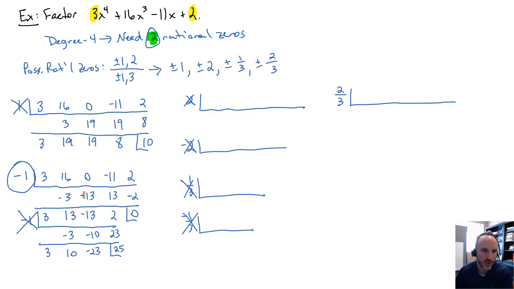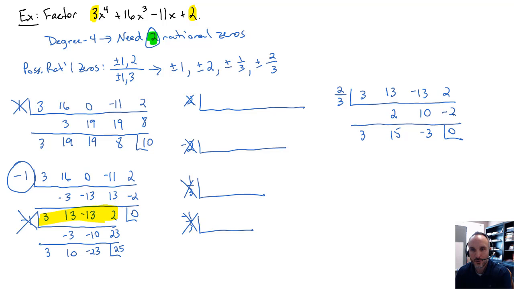And remember, we're working on this quotient now, not the original polynomial, okay? So I'm going to put in 3, 13, negative 13, and 2. Drop your 3. 2/3 times 3 is 2. 13 plus 2 is 15. 2/3 times 15 is 10. Negative 13 plus 10 is negative 3. 2/3 times negative 3 is negative 2. And 2 plus negative 2 is 0. So 2/3 is our other rational 0. So we've got our two rational zeros that we were looking for.